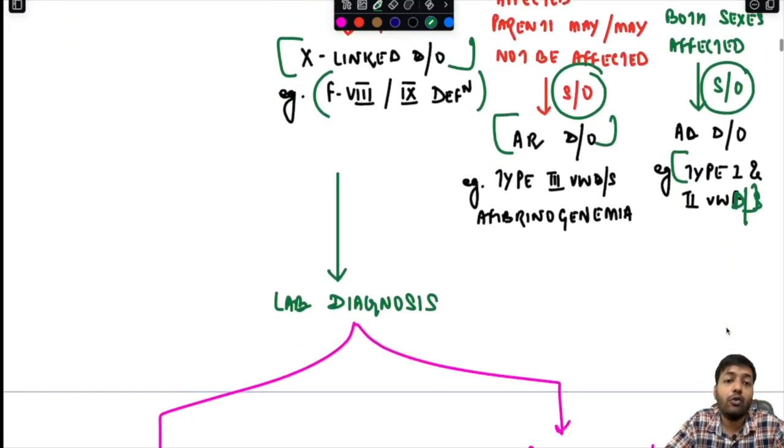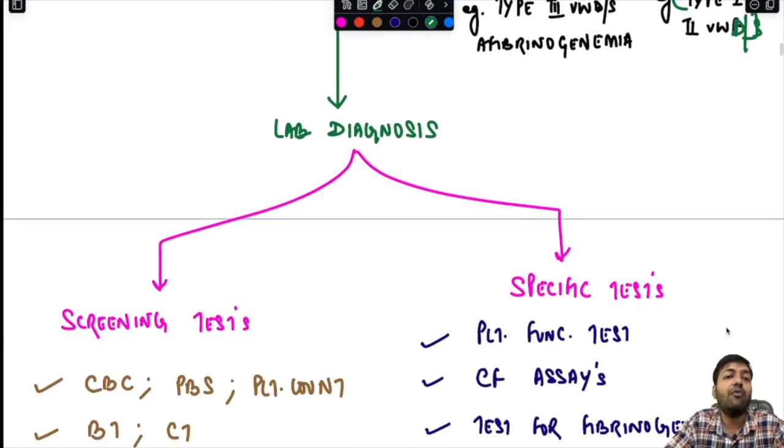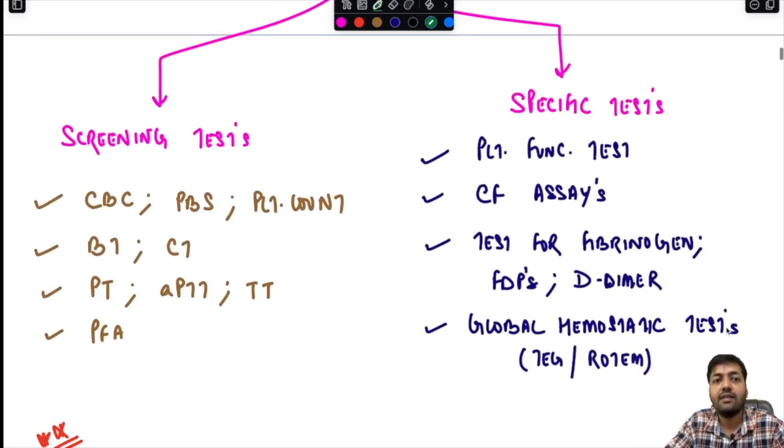So after that, to get confirmation and to further consolidate your diagnosis, you have to go for certain screening tests or certain specific laboratory tests. So you have to go for the lab diagnosis. There are certain screening tests for bleeding disorders, like a normal CBC, including the platelet count, and peripheral blood smear examination. Okay, you go for the BT, CT examination, bleeding time, clotting time. Then you go for prothrombin time, activated partial thromboplastin time, or thrombin time.